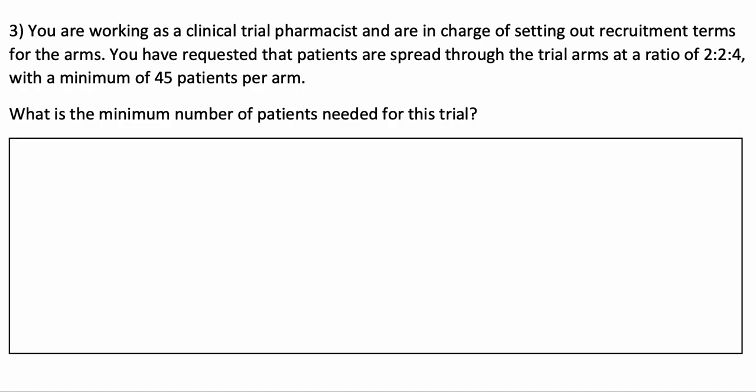So in this question, you are working as a clinical trial pharmacist and you're in charge of setting out recruitment terms for the arms. You have requested that patients are spread through the trial arms at a ratio of 2 to 2 to 4. So there's 3 arms at 2 to 2 to 4 with a minimum of 45 patients per arm. What is the minimum number of patients needed for this trial?